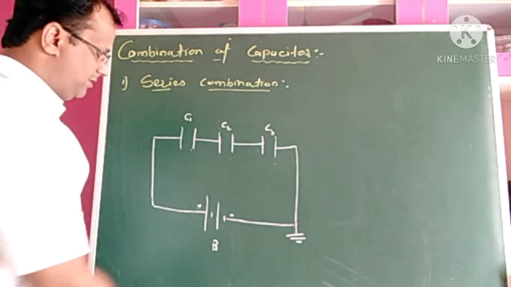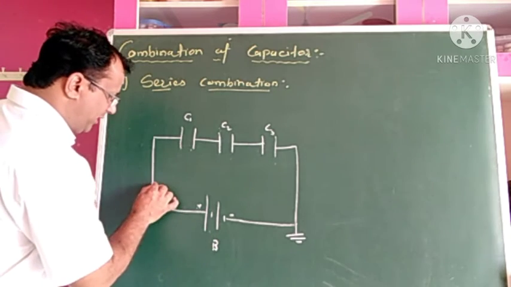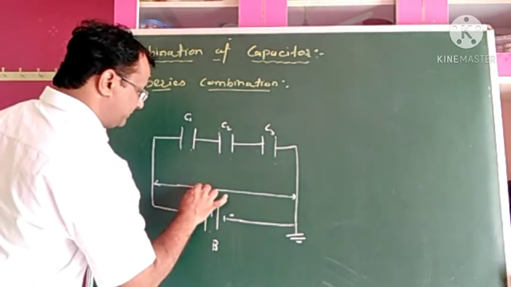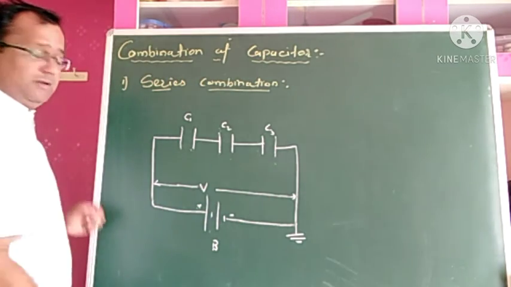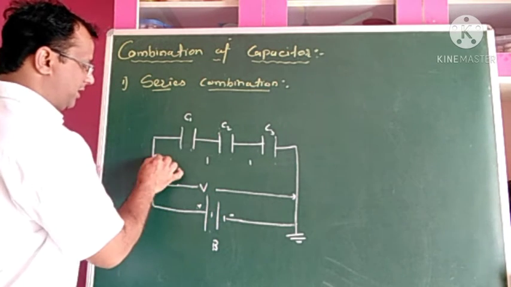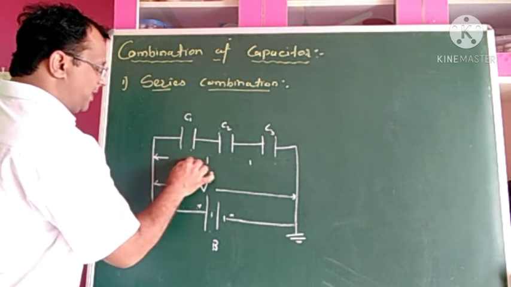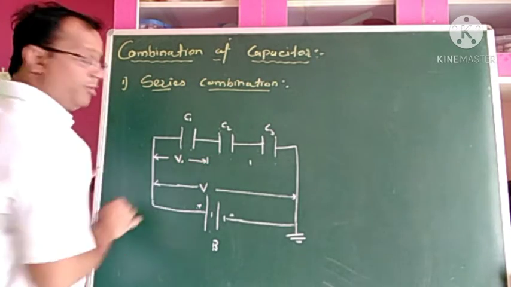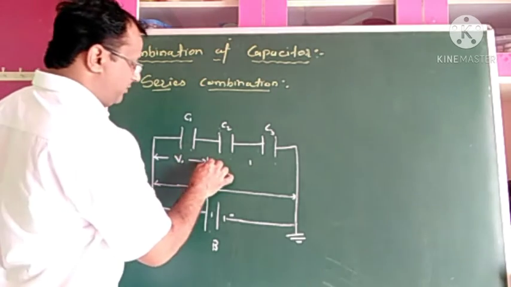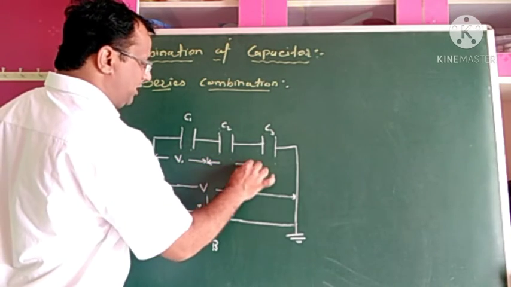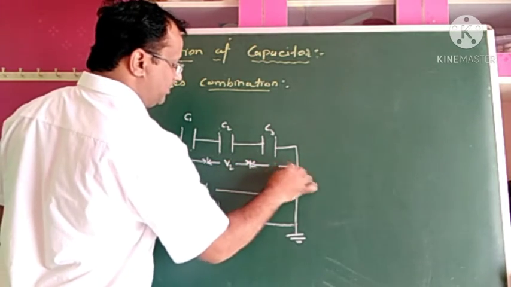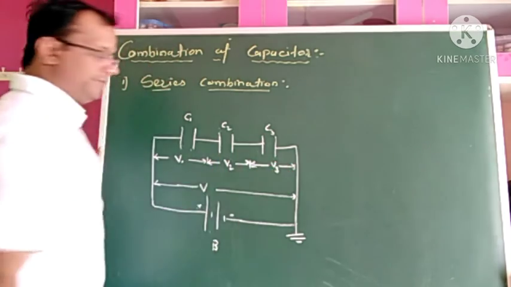Suppose this battery provides the total potential V, right? Then this potential is divided into three parts. It means that across each capacitor the potential drop is different. Across the first capacitor the potential drop is V1, across the second capacitor the potential drop is V2, and across the third one the potential drop is V3.